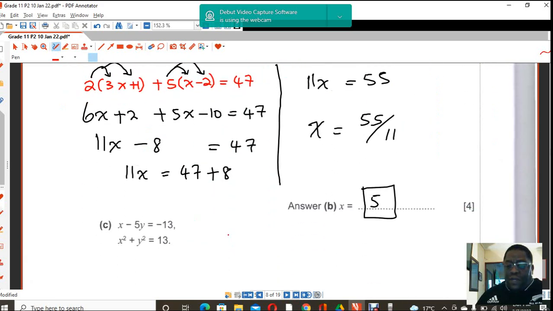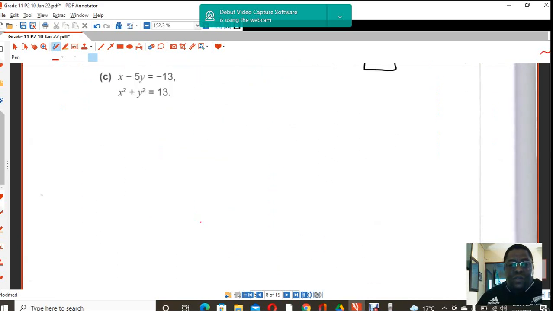If you come to part C, now there's a lot of work here. You have got a linear function, but you have x and y and x squared and y squared. So you have to solve them simultaneously. So I'm going to make x the subject of the formula. You see, if I take that minus, it becomes a positive.